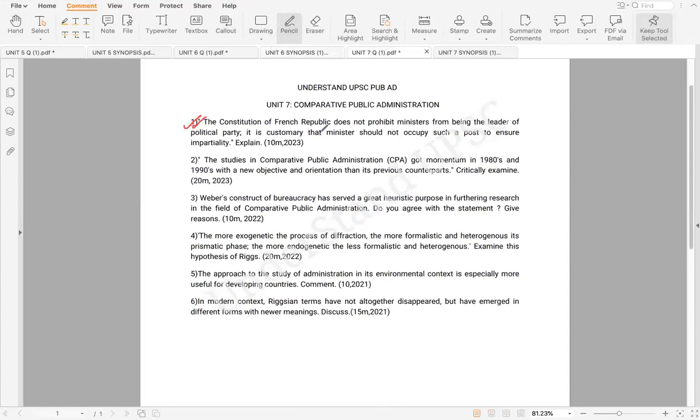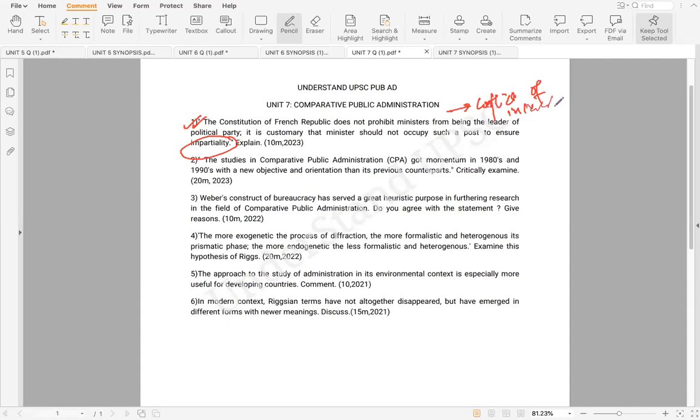the Constitution of the French Republic does not prohibit ministers from being the leader of a political party. However, it is customary that ministers should not occupy such a post to ensure impartiality. This is basically saying that in France, it is a matter of custom that the minister is not supposed to occupy a position of leader in a political party. Although it is not constitutionally forbidden, it has become a custom. What does it do? It ensures impartiality and reduces conflict of interest. Right? This is the main tone of the question.